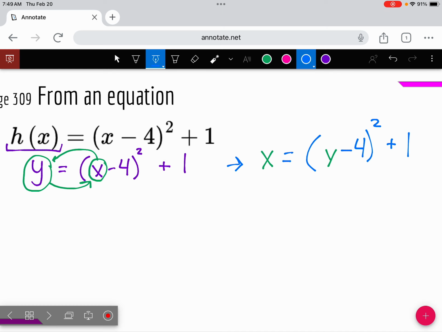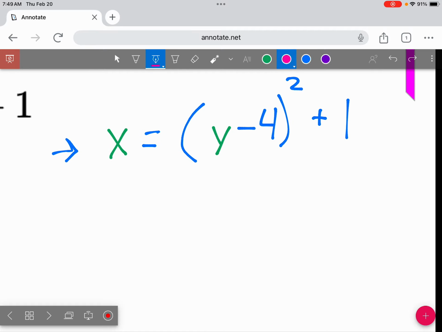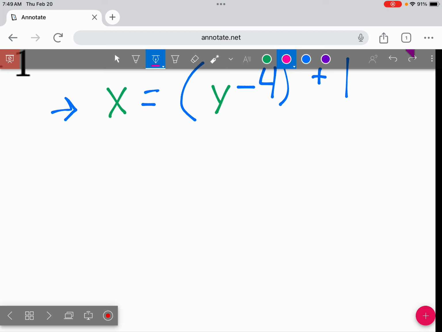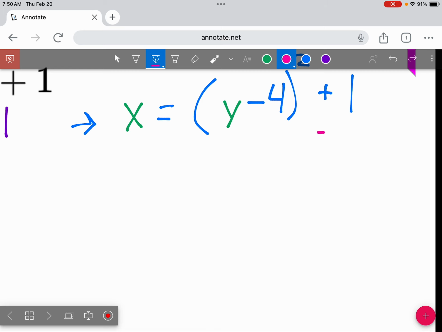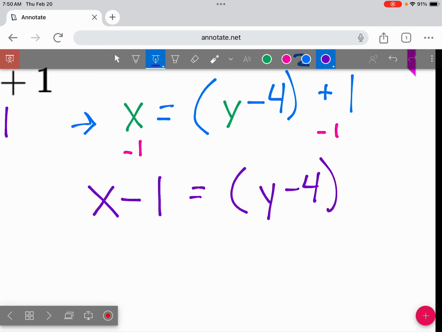What do we need to do to get our y by itself here? Ooh. Let's not draw wiggly lines. We will eventually, but what do we need to do first? Subtract the 1. Start from our outside and work in. I need to subtract 1 from both sides. So we're going to have our x minus 1 equals our y minus 4 as a quantity squared.